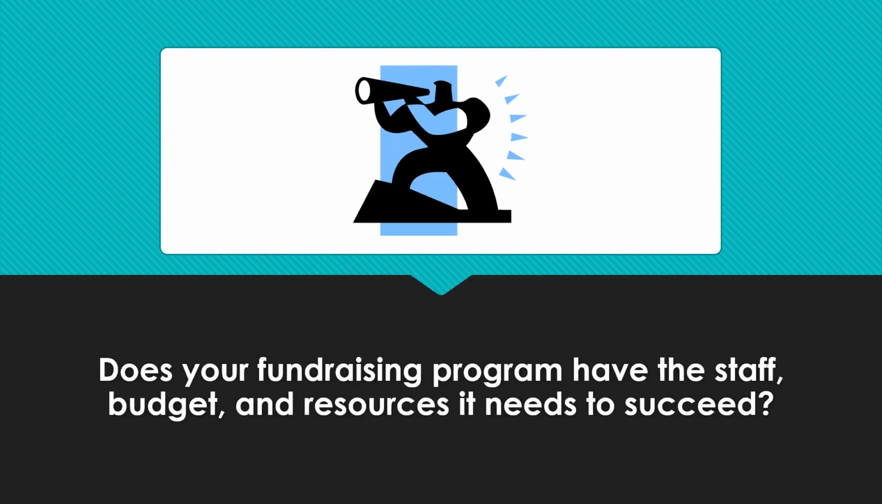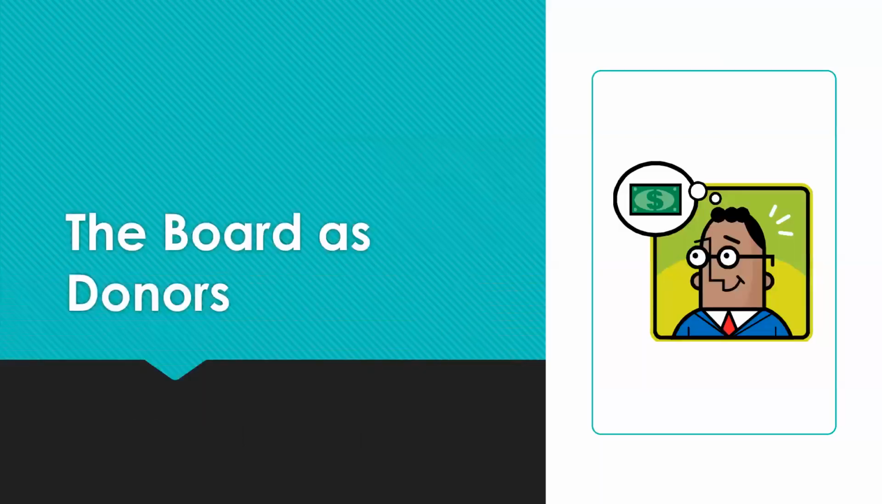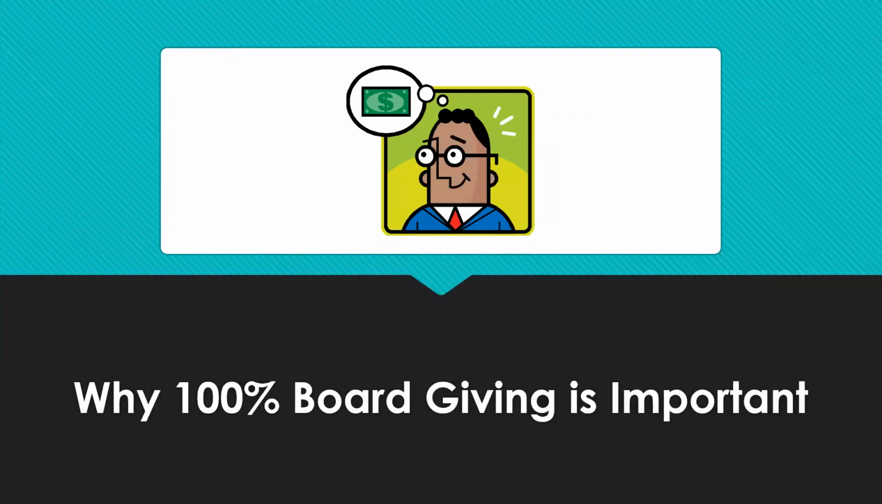The second major role of the board when it comes to fundraising is as donors to the organization. You've heard this before, I'm sure, but it's important to remember that your goal as a nonprofit should be to have 100% board giving. Every board member should be donating something to your organization every year. 100% board giving is important for a number of reasons. It sets a good example and shows the staff, volunteers, and other donors that the board is committed to the cause and to fundraising for the cause. It's hard to ask others to get involved with donors if your own board isn't donating.